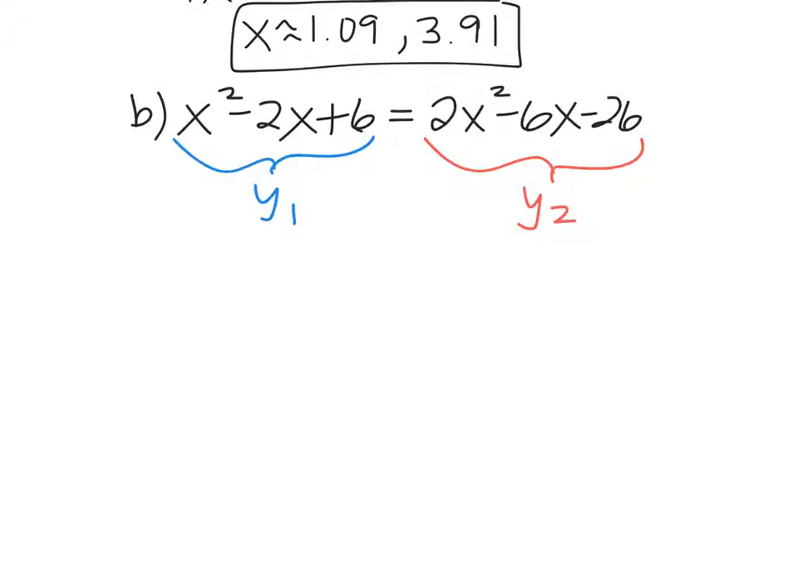So let's go ahead and we need to change the window. I'm going to go, I don't know, negative 20 to 20. Sometimes you need to adjust the window. And then I'll hit graph. Let's see if that worked at all. Oh, a little bit. Ooh, getting closer.